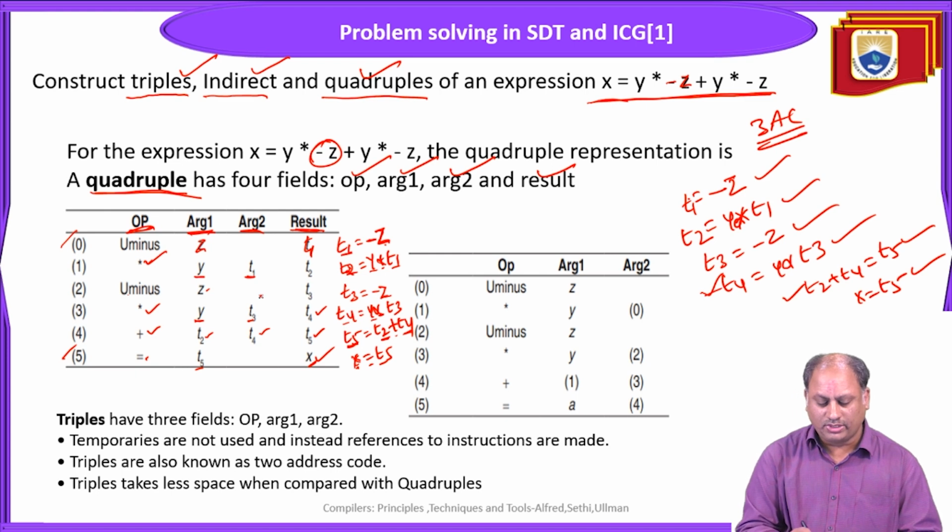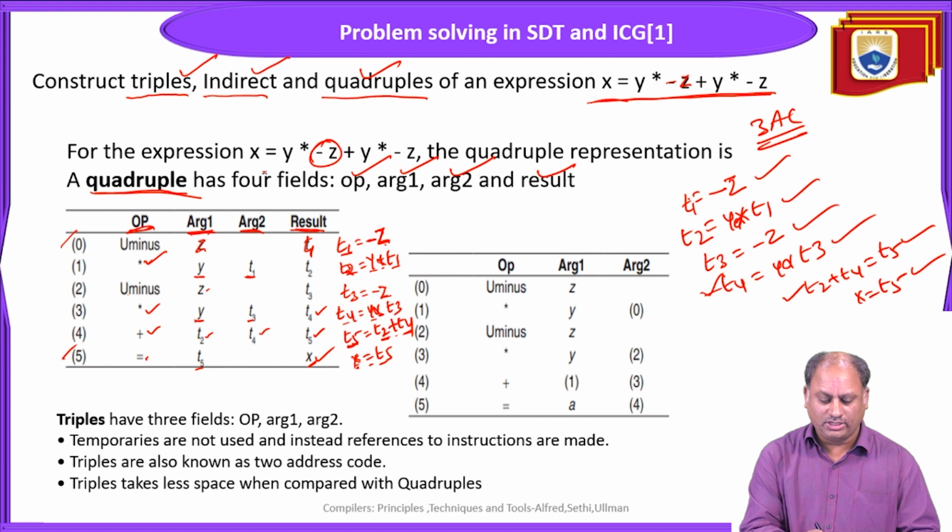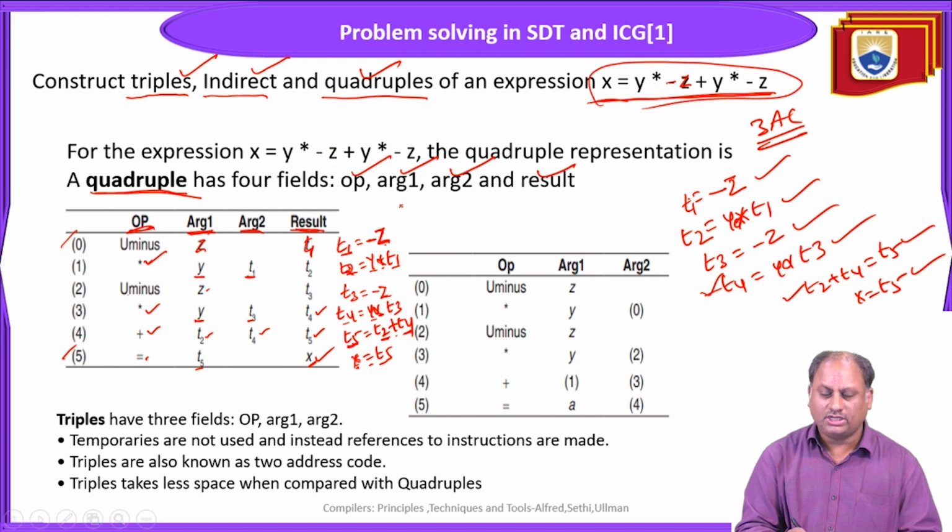So this is the format represented by the quadruple notation, where the given expression does not contain a 3 address code notation, so we have to represent that in 3 address code.